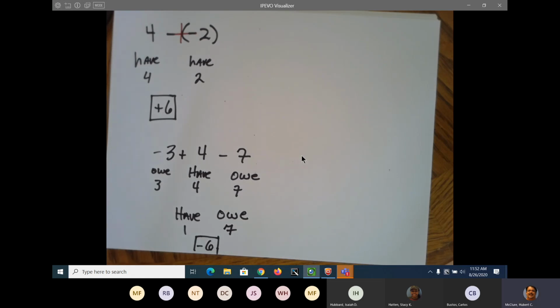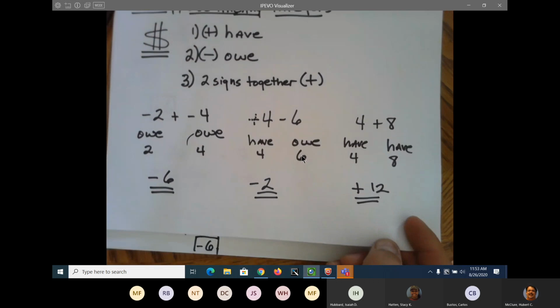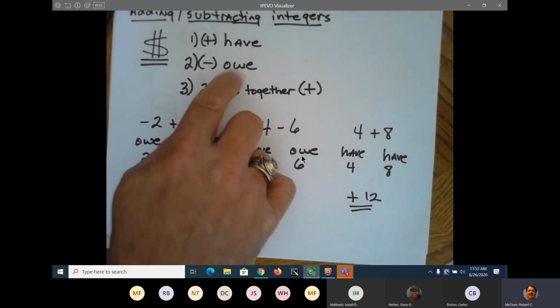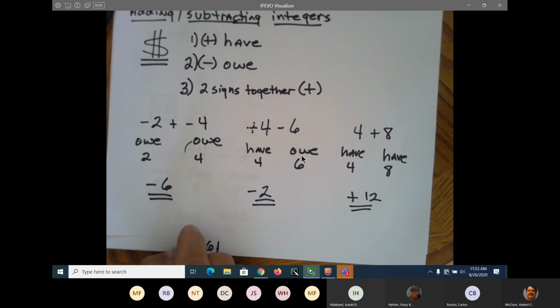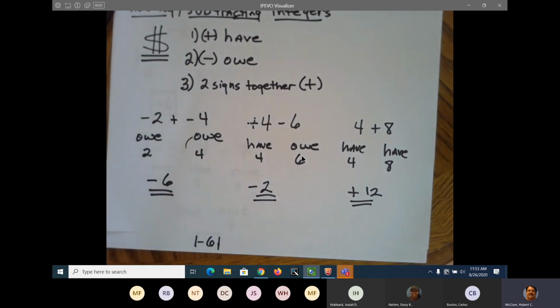And you can do these all day long as you do those 3 rules. 3 rules are: 1, positive means have. 2, negative means owe. 3, if you have 2 signs together and there's nothing between them like a number, then you change that to a positive. But I think that's what you were saying, Mr. Hubbard. Keep, change, keep. Yeah, I can understand that.